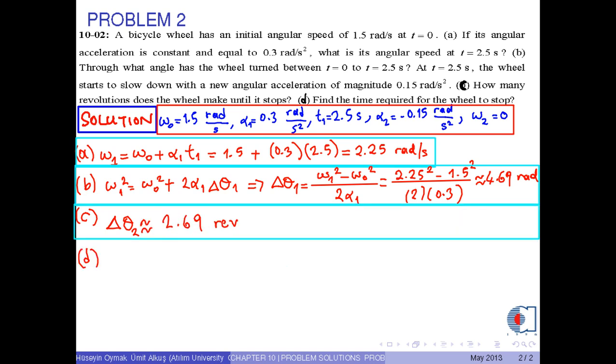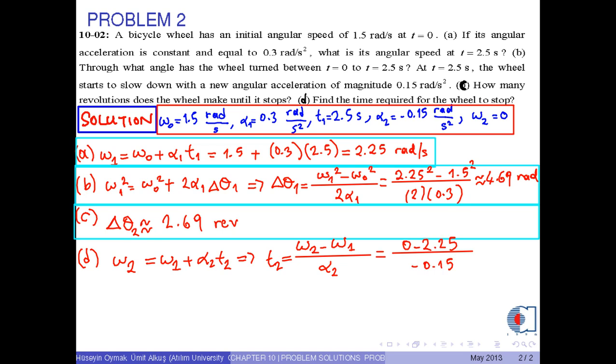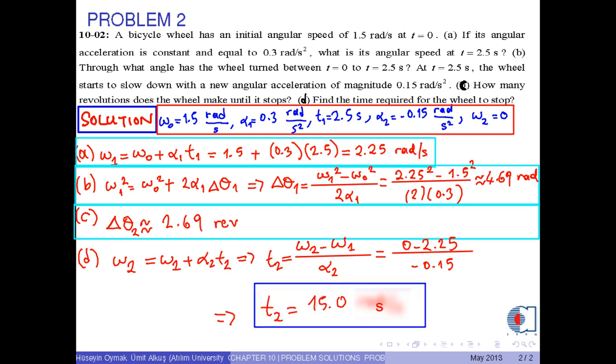In part D, we find the time required for the wheel to stop using this formula. Now, t2 is obtained as omega 2 minus omega 1 over alpha 2. Put the numerical values into this equation to get 0 minus 2.25 radians per second divided by minus 0.15 radians per second squared. Finally, the time required for the wheel to stop is found to be 15 seconds.